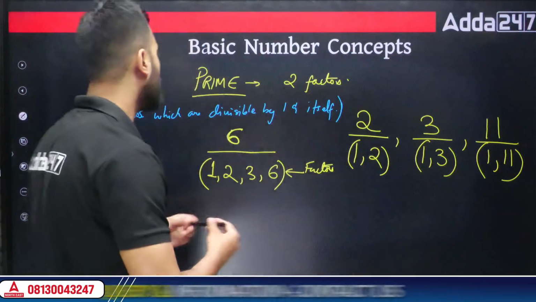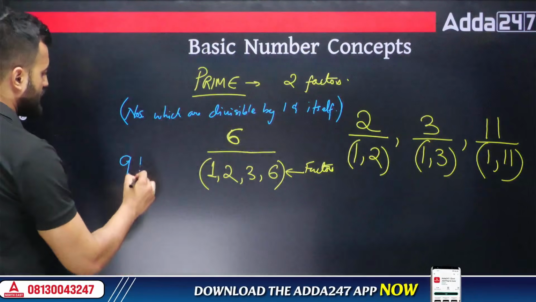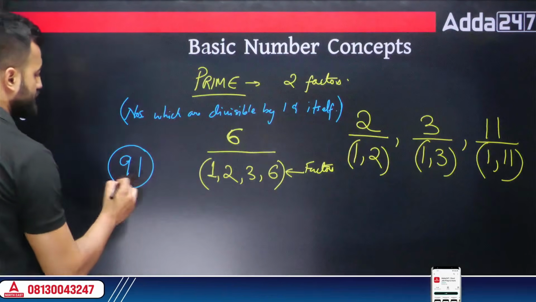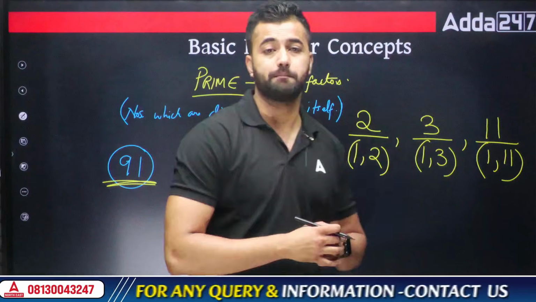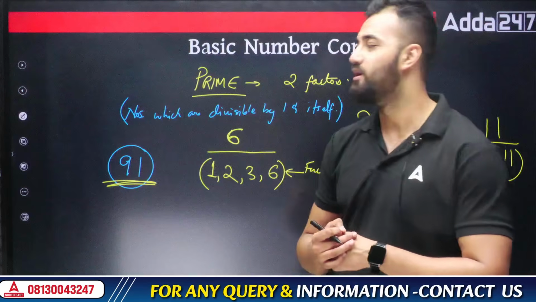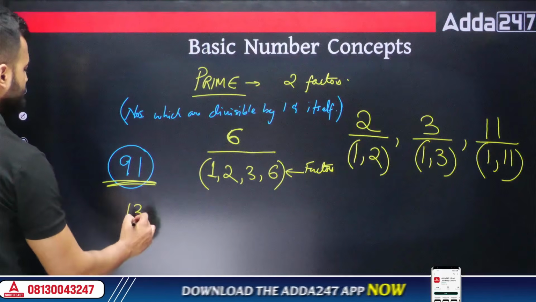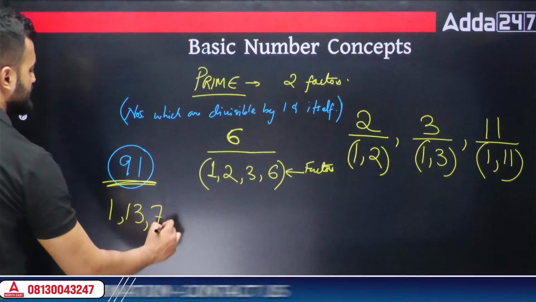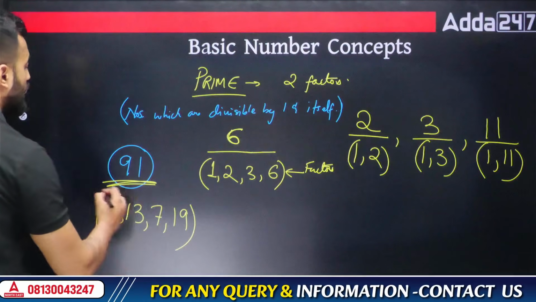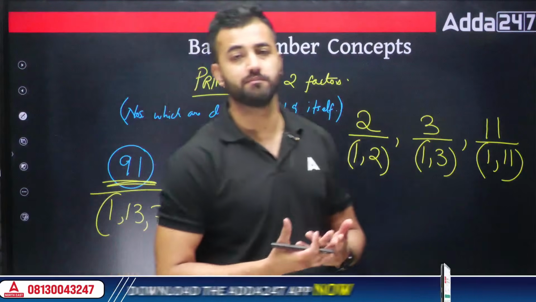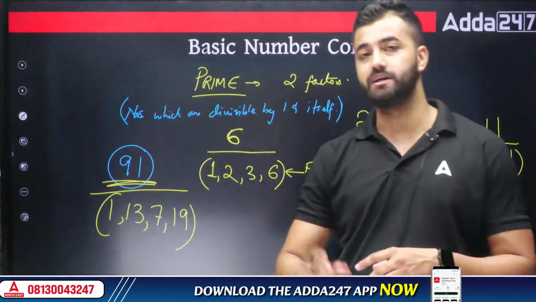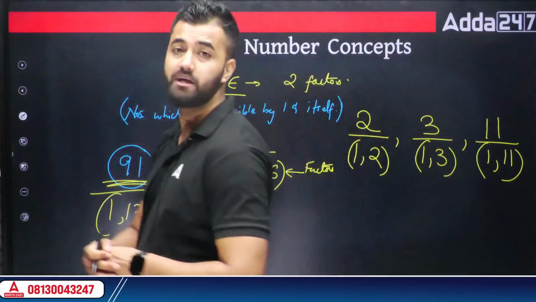Suppose I write down 91. Many of the students, I can assure, will comment down below that 91 is a prime number, but actually 91 is not a prime number. Why? Because 91 has factors 13, 1, 7 and 91. How do I know this? Because I have learned the multiplication table. I know that 13 into 7, if I do it, I'll get 91.